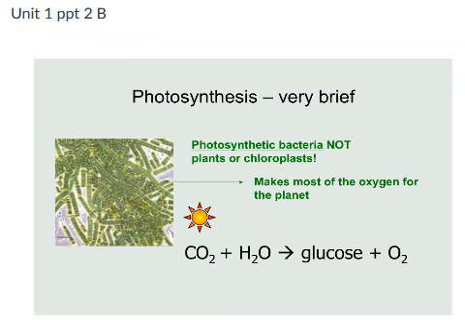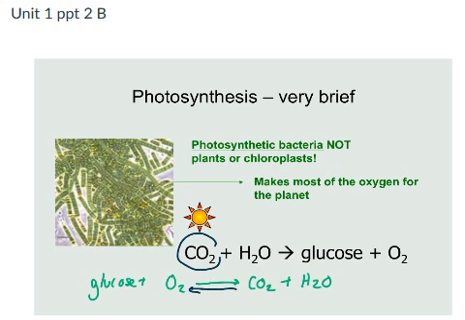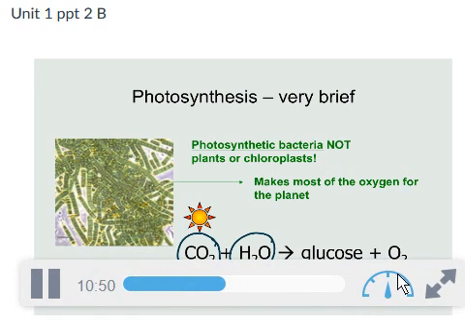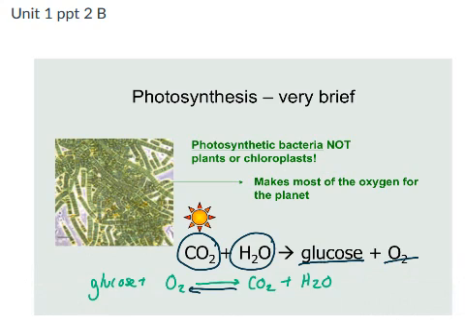So now a mini little look at photosynthesis. Again, cellular respiration, the beginning products were glucose and oxygen, which then yielded the end products of carbon dioxide and water. Whereas photosynthesis, this arrow is simply reversed, and the beginning products are carbon dioxide and water, and the end products are the food, which is the glucose and the oxygen.